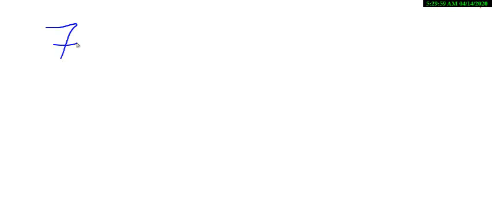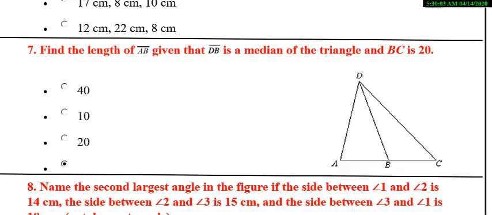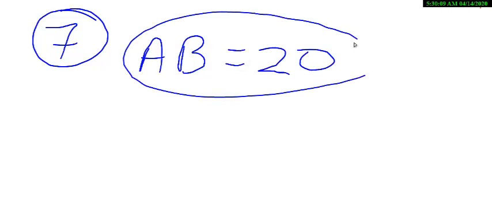So question number 7, to find out AB, the AB segment will be 20 units, because of the definition of the median.